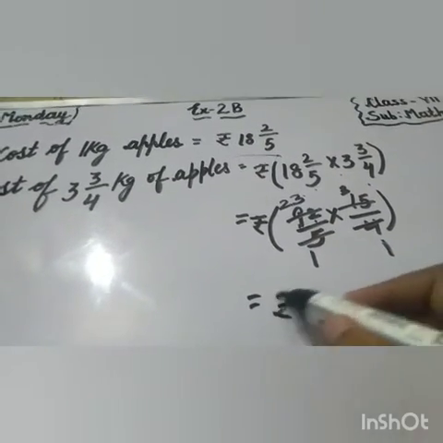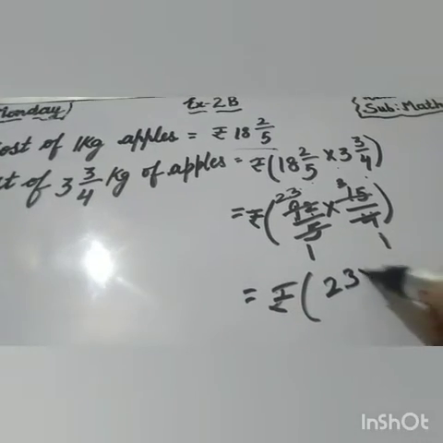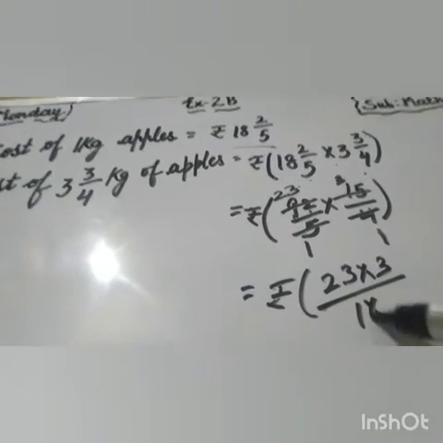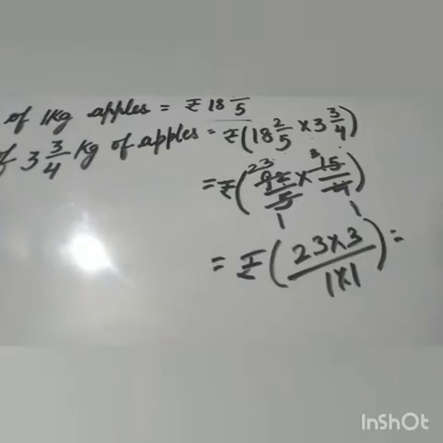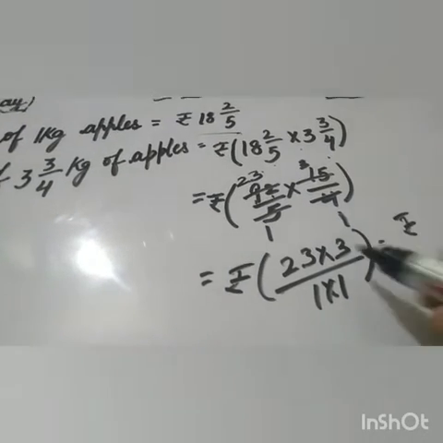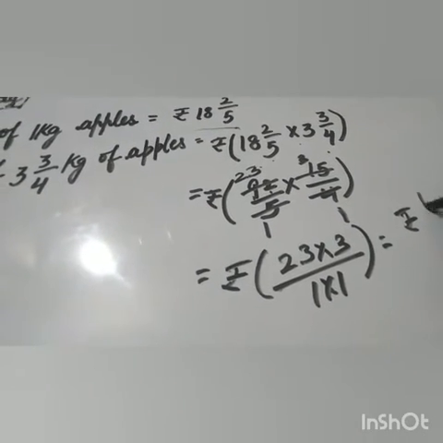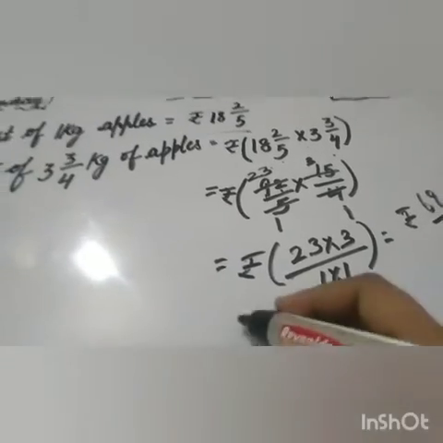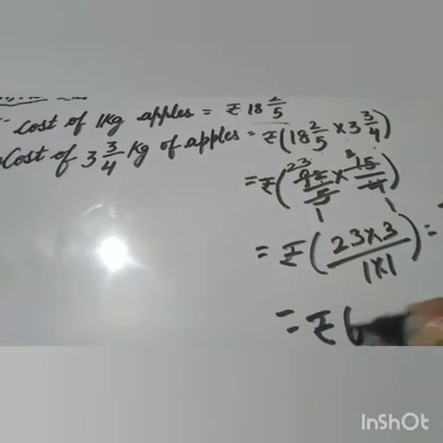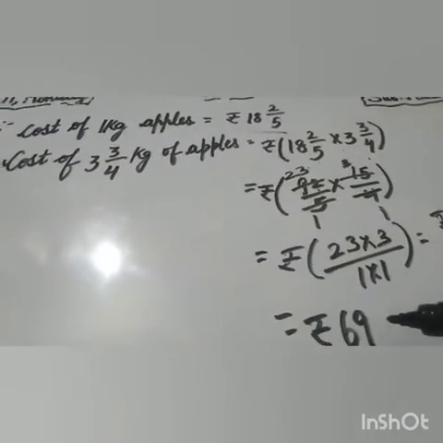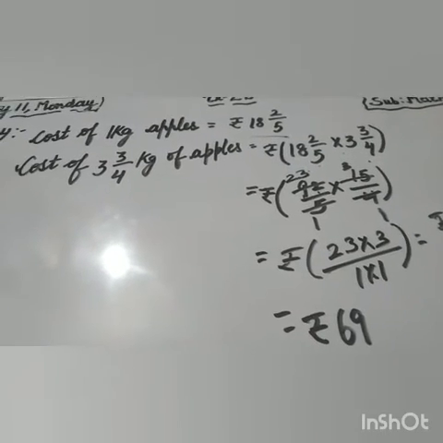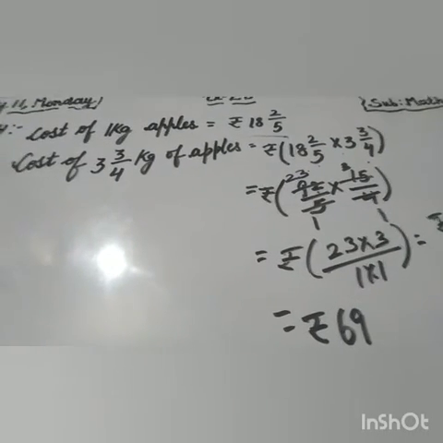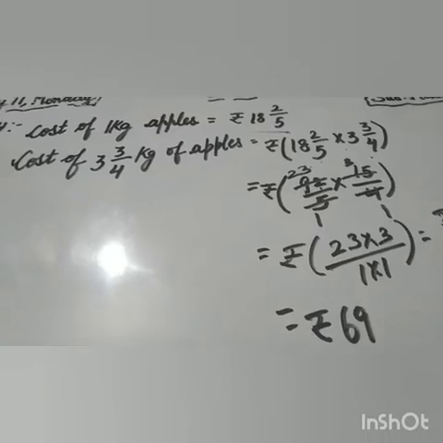So rupees 23 multiplied by 3, here 1 multiplied by 1, rupees 23 multiplied by 3 is 69 by 1, which is equal to rupees 69. So this is the answer. I think so students, it's clear how to solve this type of word problem.